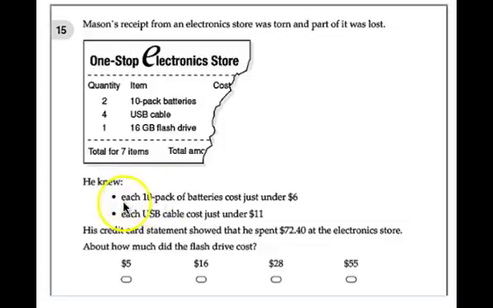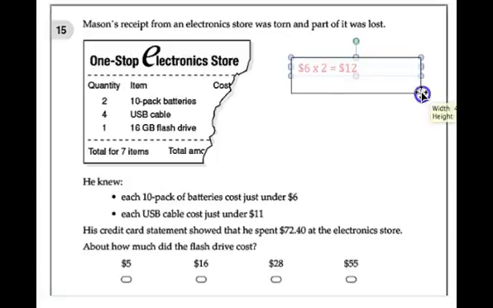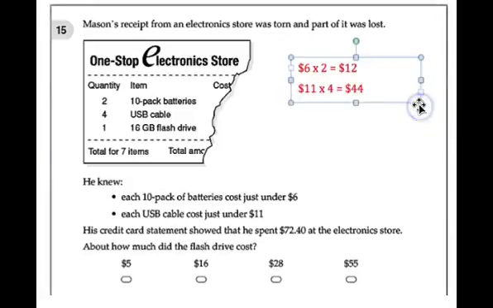And it says Mason's receipt from an electronics store was torn and part of it was lost. And he knew that each 10 pack of batteries cost just under $6 and that each USB cable cost just under $11. And his credit card statement showed that he spent $72.40 at the electronics store. And the question is, how much did the flash drive cost? So if each pack of batteries was $6 and we've got 2 packs, so 6 times 2 is $12. Each USB is just under 11, so we'll just approximate and say that 11 times 4 is 44.